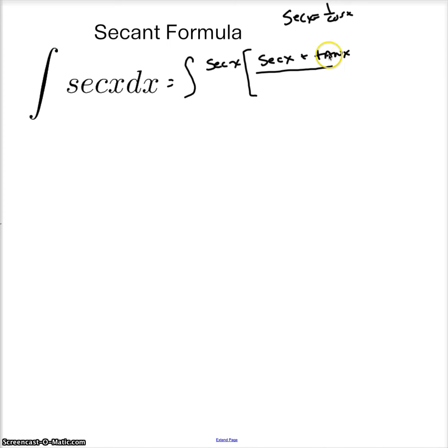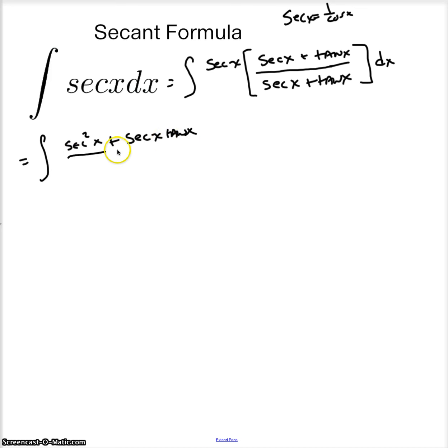Yeah, that wasn't what you were expecting, was it? So I'm going to do secant x divided by secant x plus tan x. All right, now I can do this, and I'm good, right? So let me multiply this out. This is the integral of secant squared plus secant tangent, divided by secant plus tangent. Now, did I make my life easier or did I just make it harder?